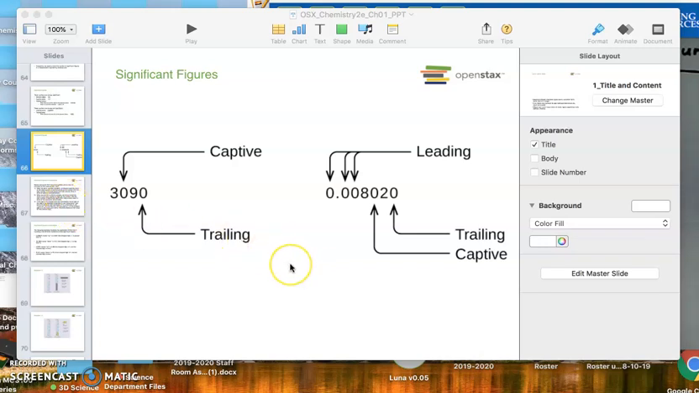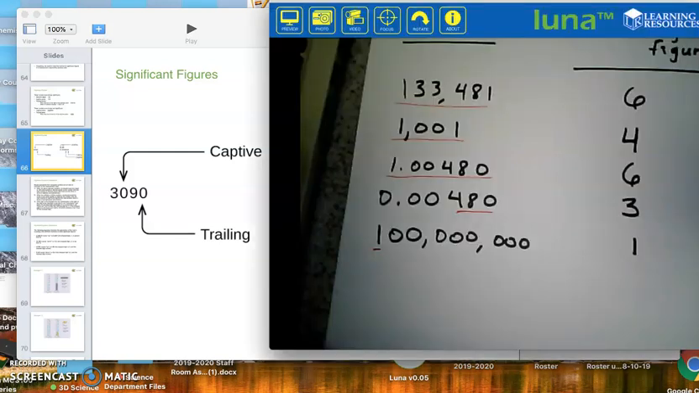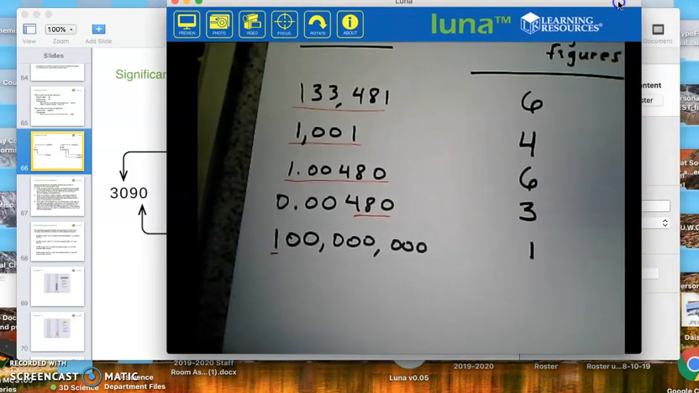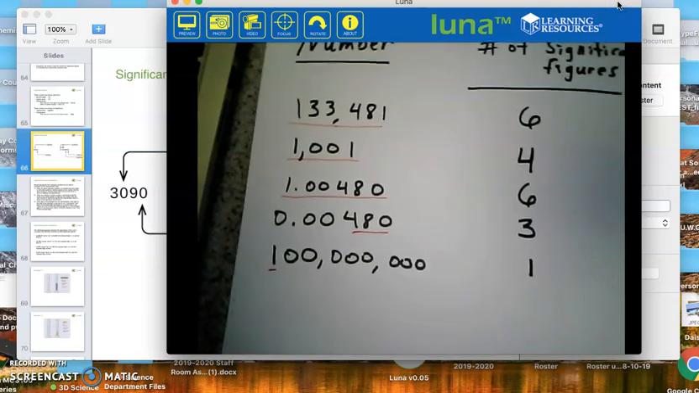So it's really important to understand significant figures and be able to determine how many significant figures there are. In your textbook, there are some examples, so I want you to make sure that you look at those examples in your textbook. Here I have some for you using my document camera.